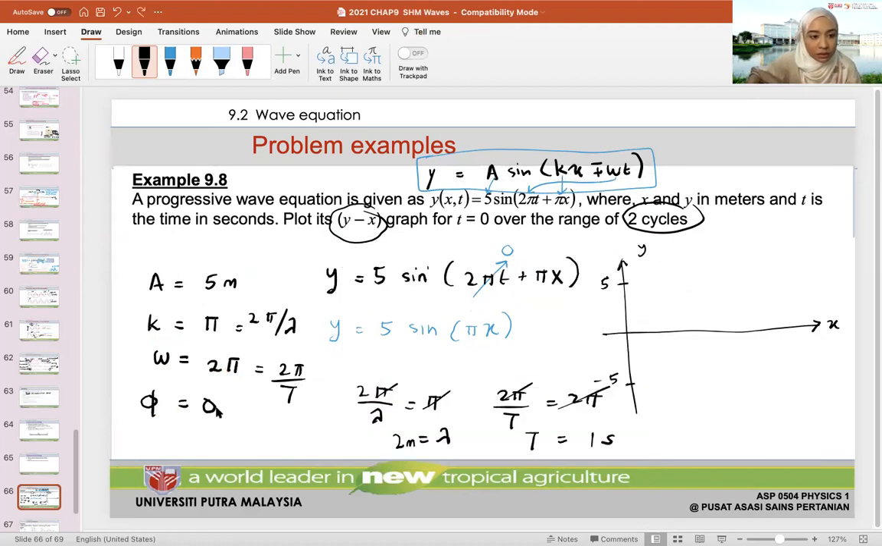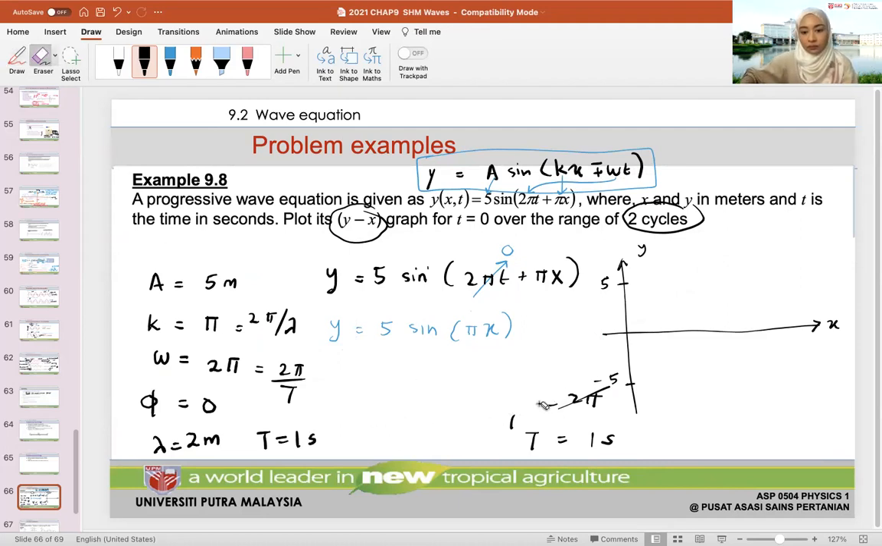Okay, let's just try it somewhere else. Okay, so lambda is 2 meter. And T is 1 second. Now let's draw our plot. So this is minus 5 and this is 5. This is our amplitude, the maximum displacement from the equilibrium. And our wavelength is 2 meter. I'm plotting y versus x.